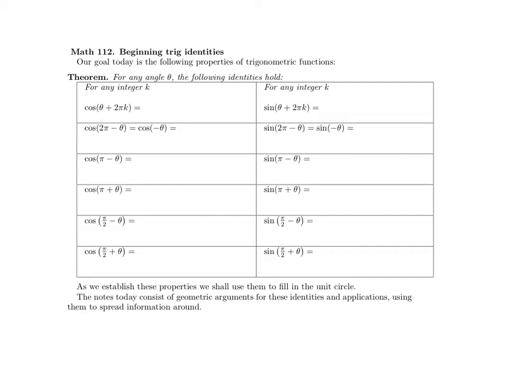The first result says when you change an angle by 2 pi k, by a multiple of 2 pi, you don't change the trig functions. So cosine of theta plus 2 pi k is the same thing as the cosine of theta. The sine of theta plus 2 pi k is the same thing as the sine of theta.